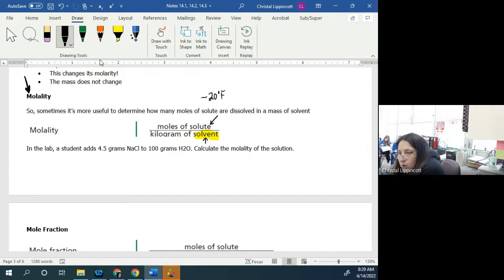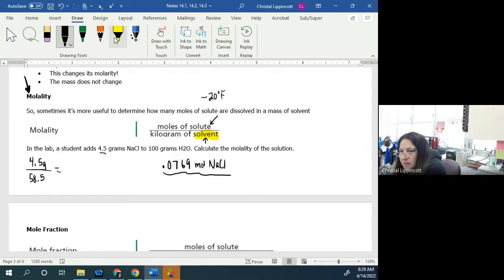So first of all, we are adding in 4.5 grams of sodium chloride. So I've got to convert that into moles. I'm going to divide by the molar mass. So 4.5 divided by 58.5 ends up being 0.0769. That's moles of NaCl.